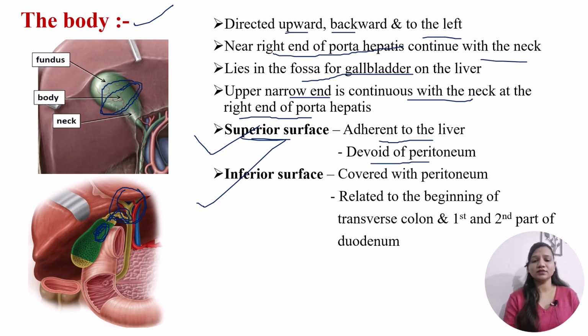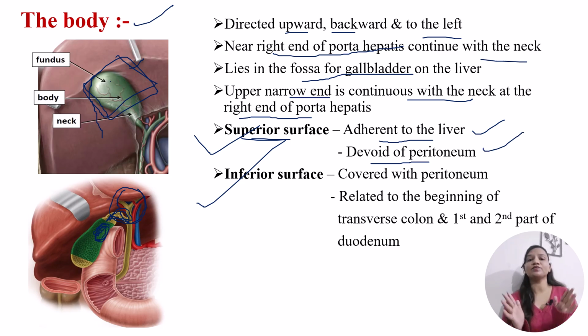So what is the superior surface here? The surface which is adherent to the liver, the surface which we are not seeing in this picture, which is closely attached with the liver, is the superior surface, and the surface that we are seeing in this picture is the inferior surface of the body of the gallbladder. So superior surface is adherent to the liver and it is devoid of peritoneum. As it is very closely attached with the liver, there is no intervening peritoneum between that surface and the liver. The superior surface is directly attached with the liver.